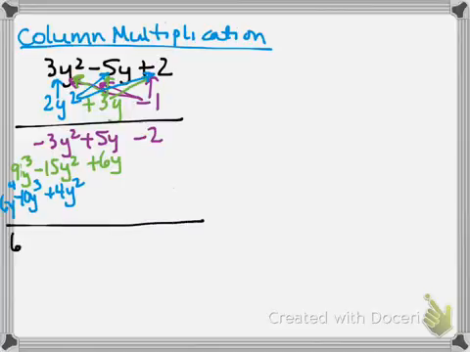So I'm going to scrunch things over a little bit. So I get 6y to the fourth. I have 9y cubed minus 10y cubed is negative y cubed. I have negative 3y squared, negative 15y squared, for negative 18y squared plus 4y squared gives me negative 14y squared. 5y and 6y is 11y, and then I have the minus 2.